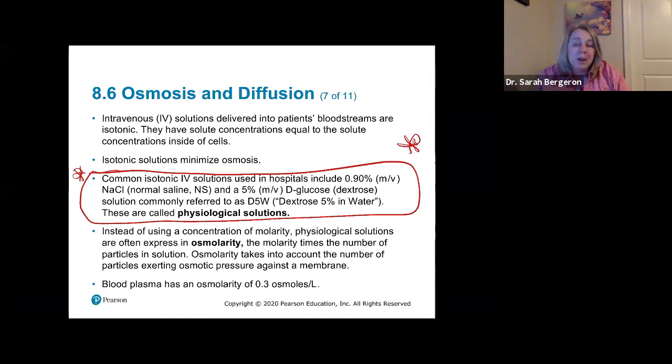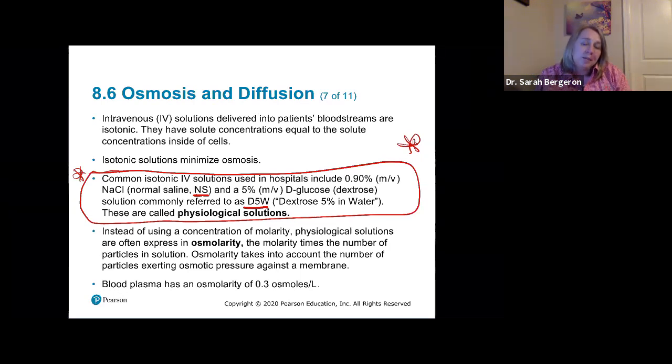So usually you're going to have 0.90% mass by volume salt, NaCl. We just abbreviate that NS, and if you see capital N, capital S, that's what it means. You usually have 5% mass by volume glucose, and we refer to that as D5W because the sugar is dextrose, there's 5% of it, and we dissolve it in water. So it's D5W. These are our common physiological solutions that make the IV fluid isotonic.